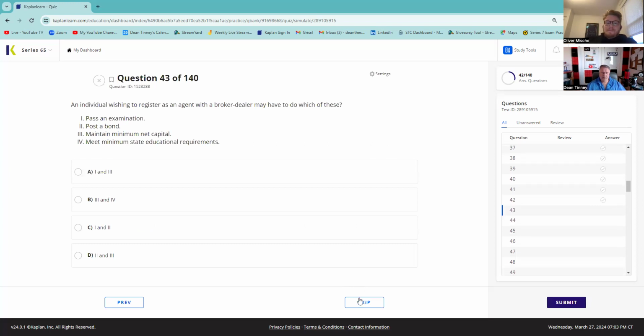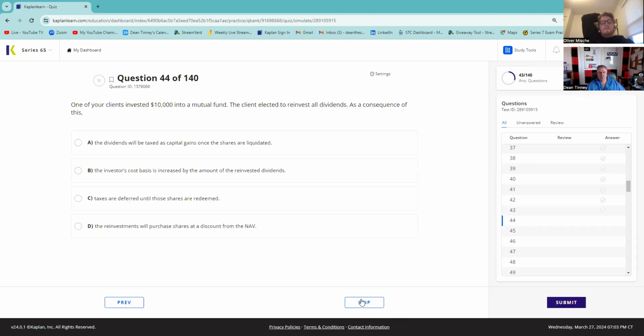An individual wishing to register as an agent with a broker dealer may have to do which of these. So, you should probably know what is necessary to become an agent of a broker dealer. So it's definitely one. Right on. It can either be 1 and 3 or 1 and 2, and it's an agent, so it's going to be C. Right on.